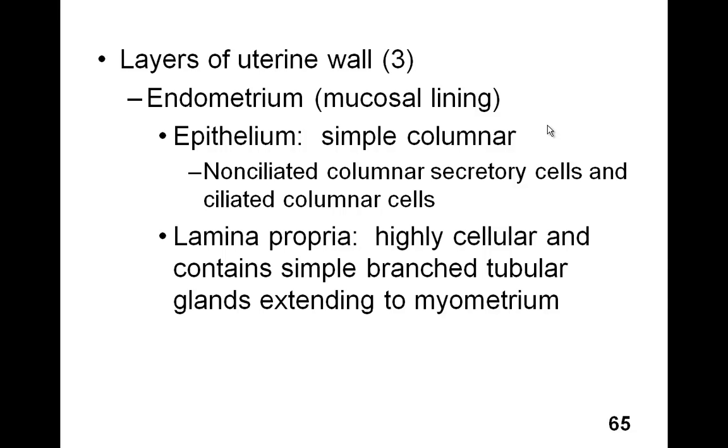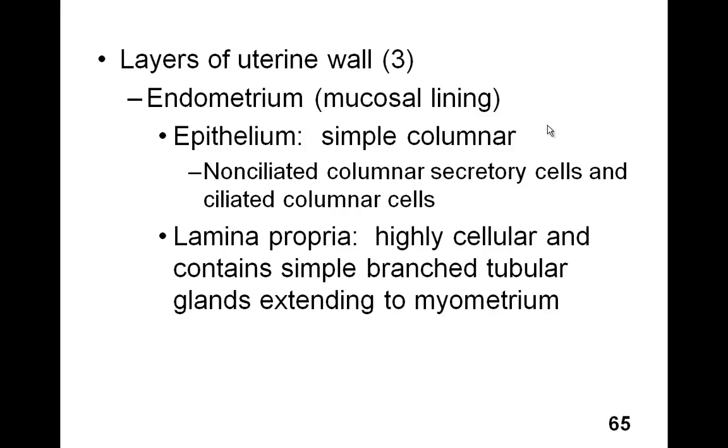Okay, so let's go through the wall of the uterus. There are 3 layers we'll be considering. The lining is known as the endometrium. Then there is a smooth muscle layer, the myometrium. Well, I guess we need to talk about the endometrium first, don't we?